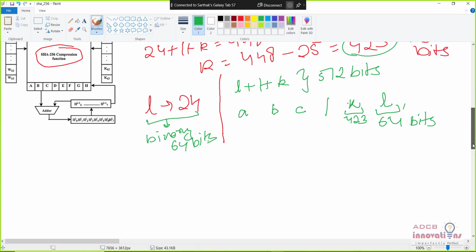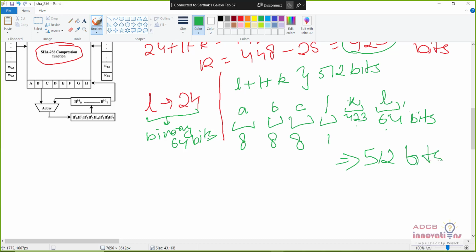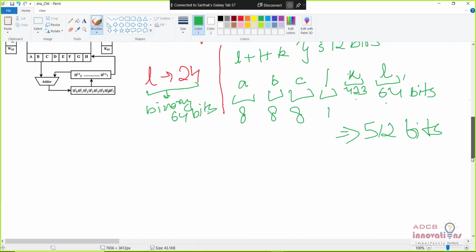So this is how, when you calculate the total, you see, this is 8 bits, this is 8 bits, this is 8 bits, this is 1 bit, and this 423 and 64. When you total this, this will be equal to 512 bits. So that is how our message will become 512 bits. That is the message we will be providing as the input. So now let's see what will be our final message that we will be providing as the input.